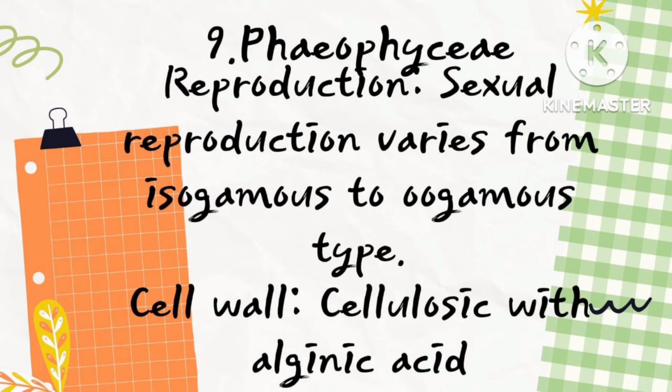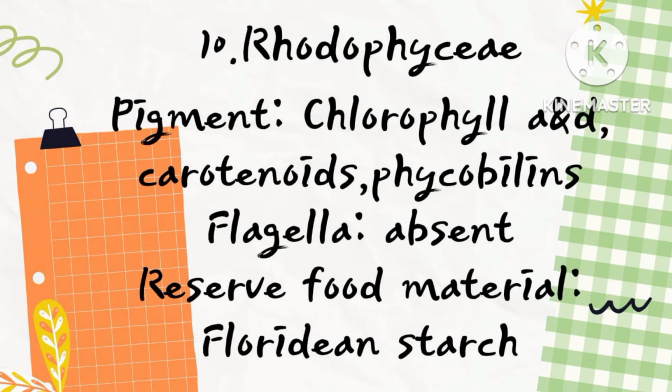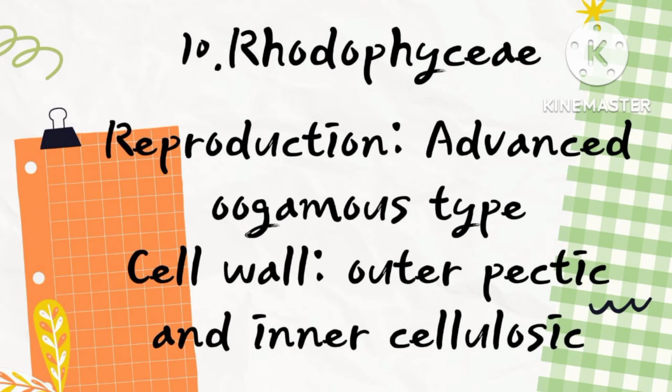Next class is Rhodophyceae. They contain pigments like chlorophyll a, d, carotenoids and phycobilins, especially phycoerythrin. Flagella are absent. Reserve food material is floridean starch. Reproduction is of advanced oogamous type and the outer cell wall is pectic while the inner is cellulosic.